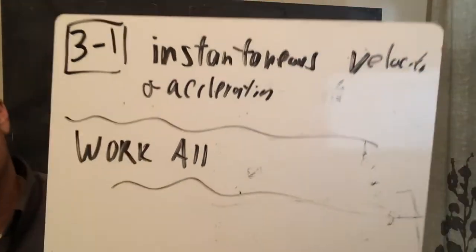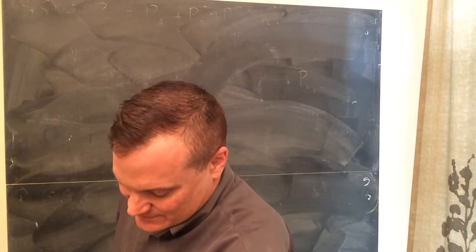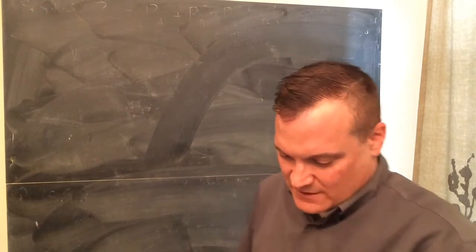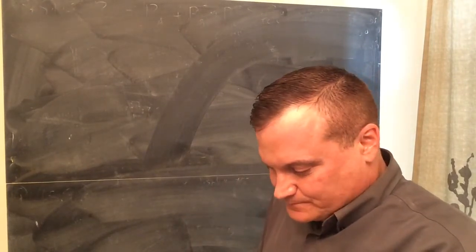This is 3-1: instantaneous velocity, average velocity, and acceleration. For this section, just do the entire worksheet on acceleration. Now, I've already mentioned this in a past lesson in class, and it was in the last chapter a little bit, an intro to it, but I'll bring it up again in 3-1.